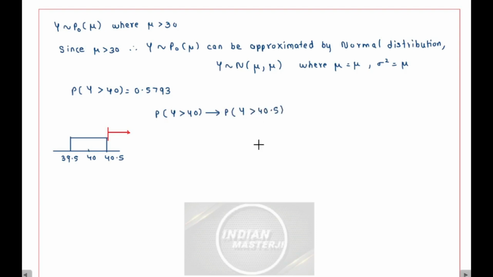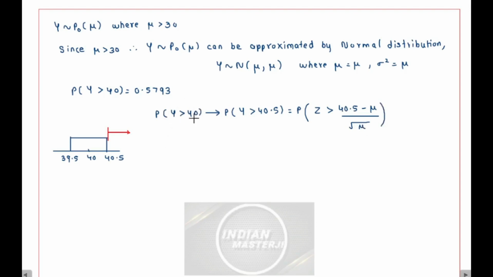Okay, when we are applying normal distribution, now this is a normal distribution, but when we use the normal distribution table, we use the standard normal distribution table. So we will have to convert this into a standard normal distribution form. So can I say this is probability of z greater than (40.5 minus mu) divided by square root of sigma square, correct? So square root of sigma square means square root of mu here.